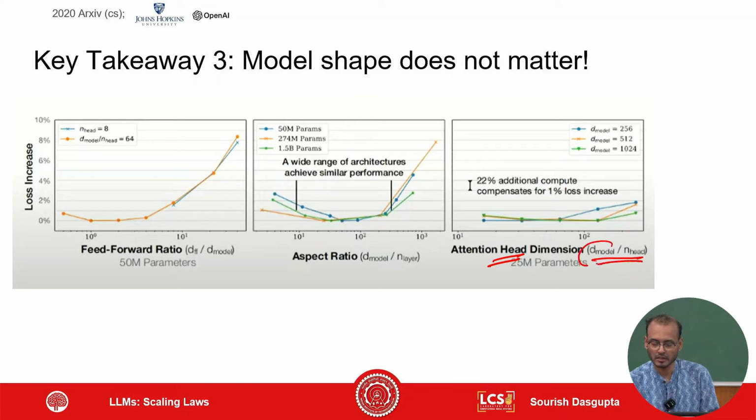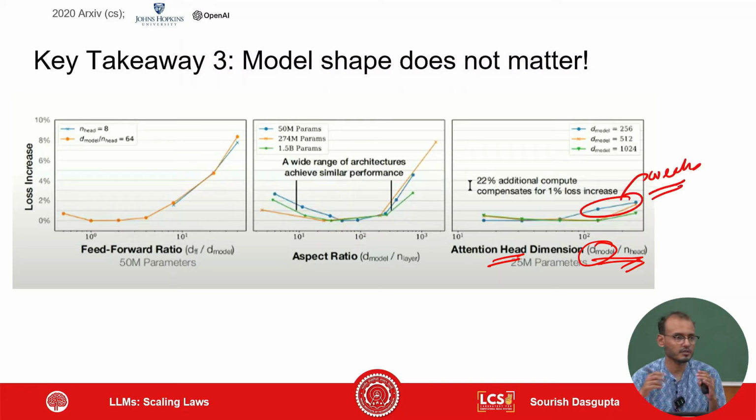If you try to have a ratio between the dimension of the model versus the number of heads, and you keep on increasing that ratio, it's not that you are getting to see much. It's weak. I wouldn't say it does not matter at all, but I would say it's a very weak association. So it doesn't really matter that much as compared to the other 3 factors.